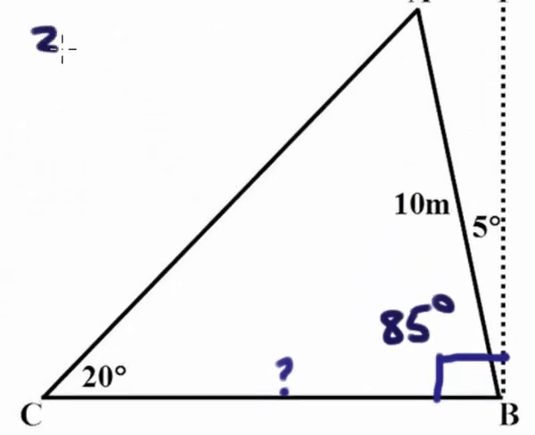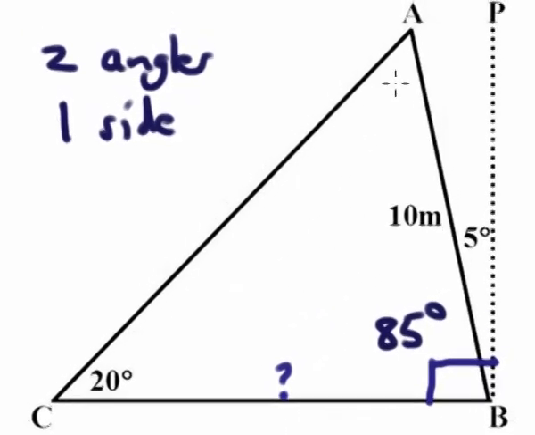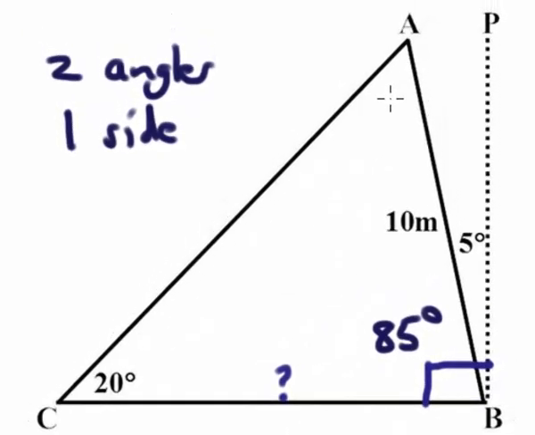We've got two angles and one side. There it is. And we want to get the length of BC. Now this is pretty straightforward because firstly, I think we better get this angle A here. Now what would this be? If this is going to be 85 and 20, what would this be?